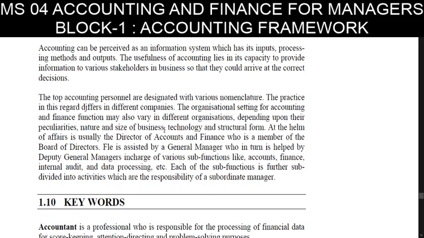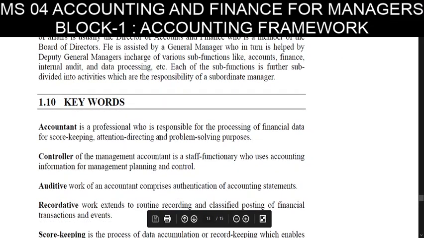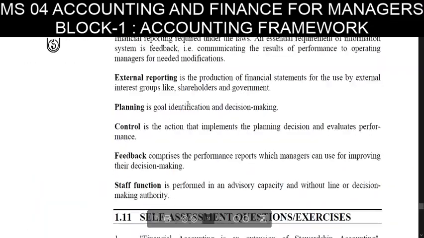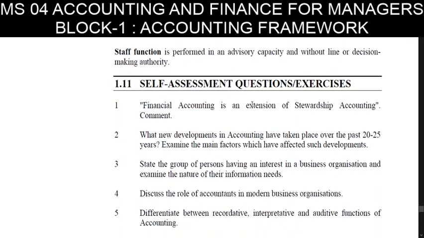Okay. The next, the organizational setting for accounting and finance function may also vary in different organizations depending upon their peculiarities, nature and size of business, technology and structural form. The helm of affairs is usually the director of accounts and finance, who is a member of the board of directors. Okay, this is all a common thing. These are the keywords in reporting, planning, control.